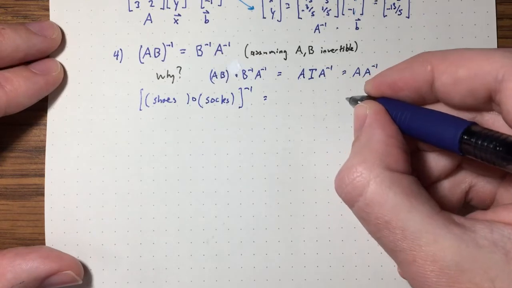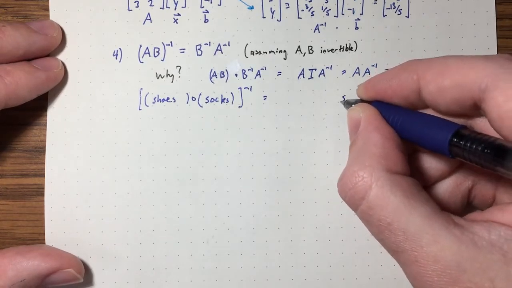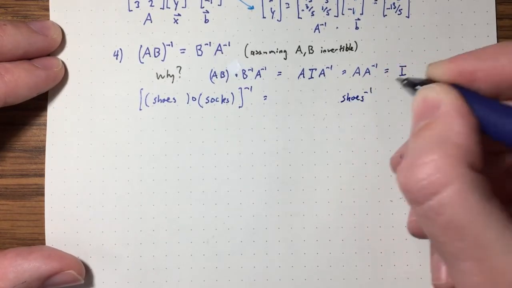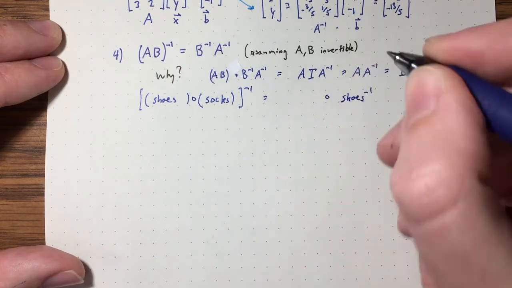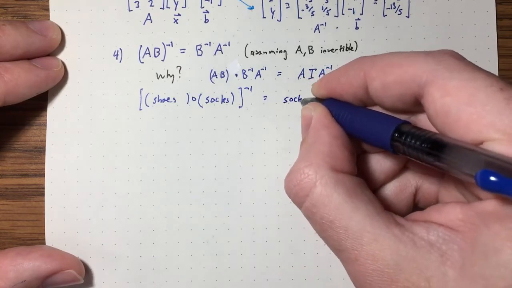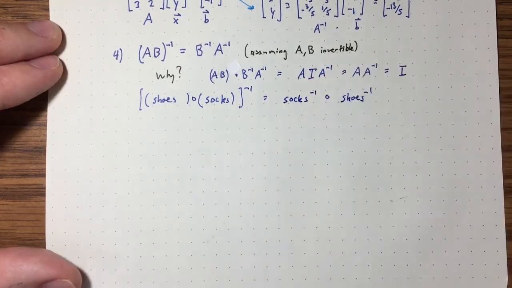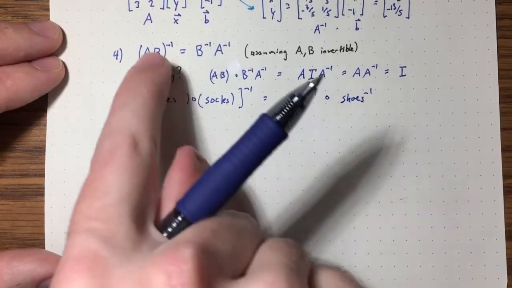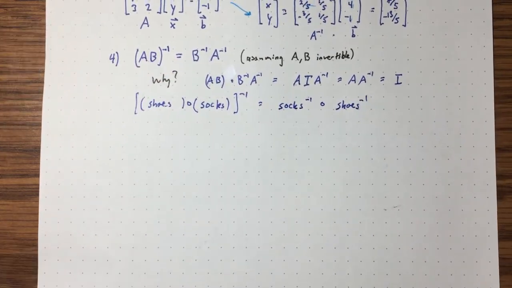Well, first I have to take off the shoes, right? So I do shoes inverse. Then I have to take off the socks. Okay, so you see how they're in reverse order? So this actually makes total sense. You just have to think about it as transformations.